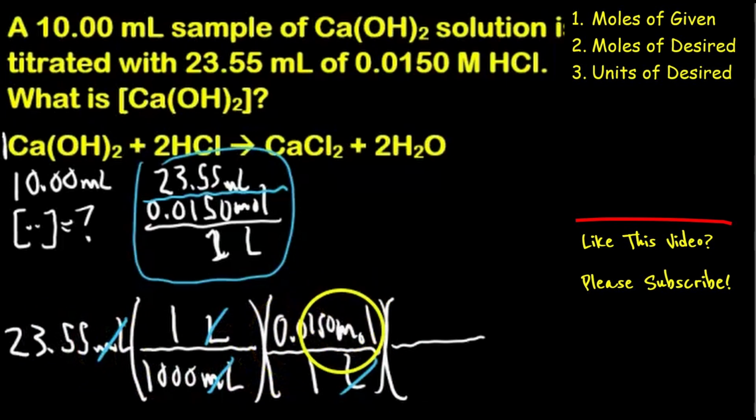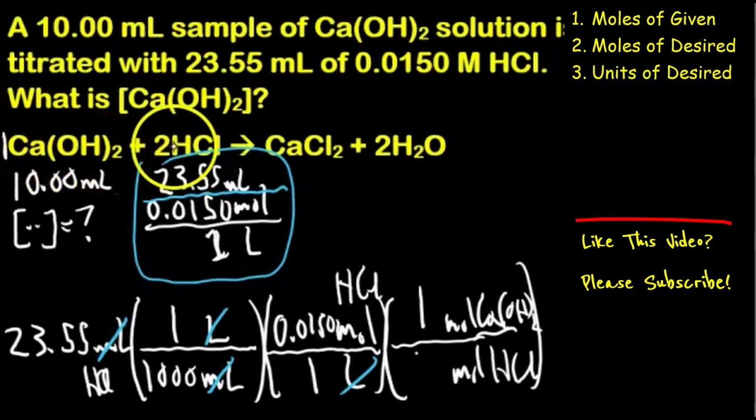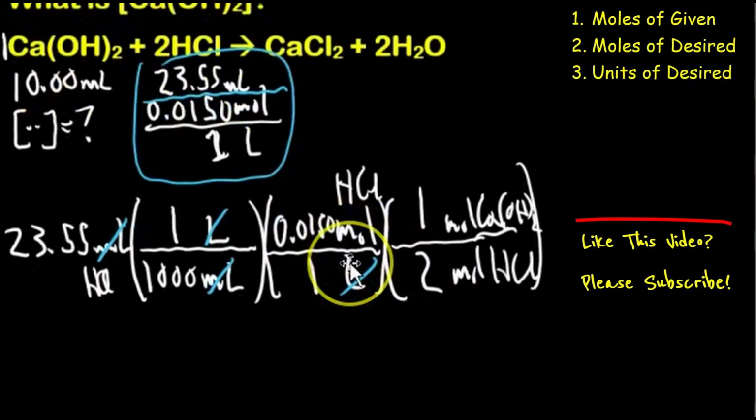This is for our givens. So this is HCl, moles of HCl. This is all for HCl here. And this is important because we want to cancel out moles of HCl, and we want moles of CaOH2. And for every 1 mole of CaOH2 that reacts, it needs to react with 2 moles of HCl.